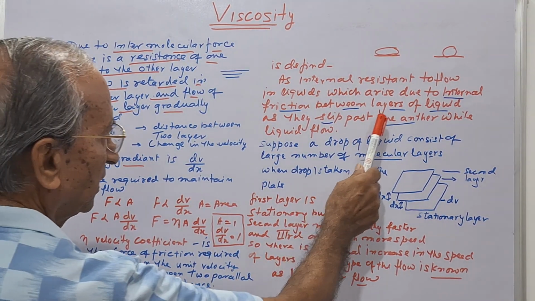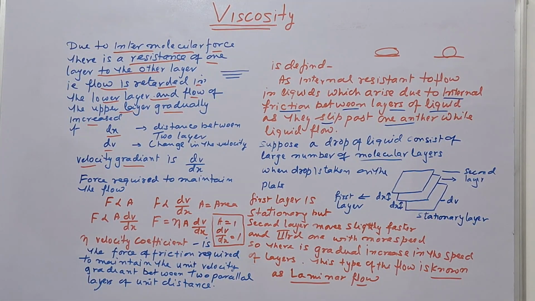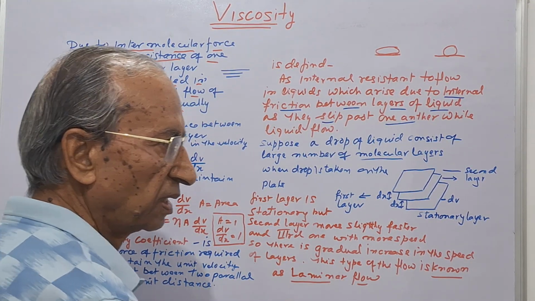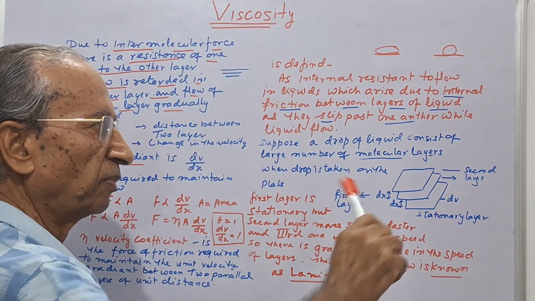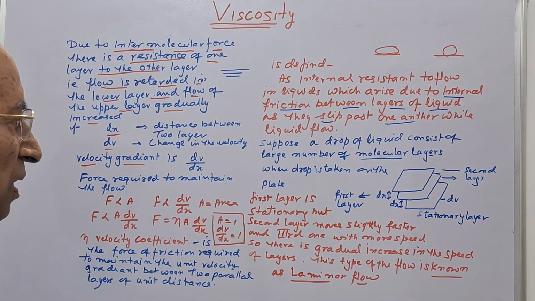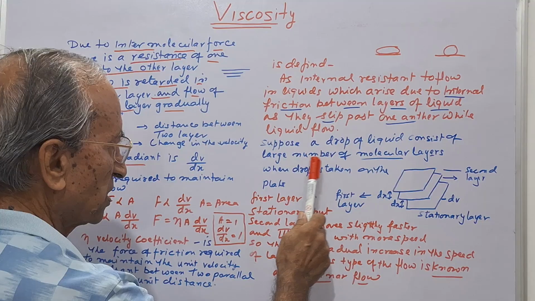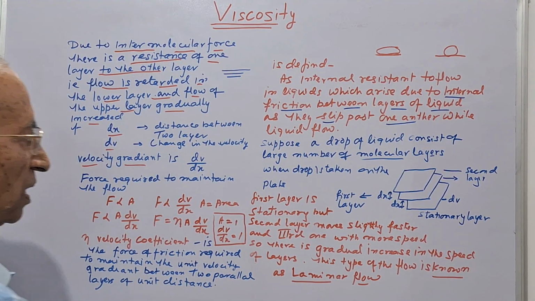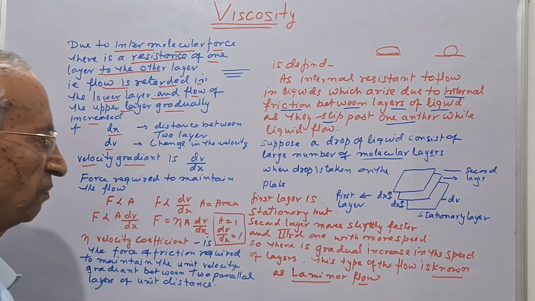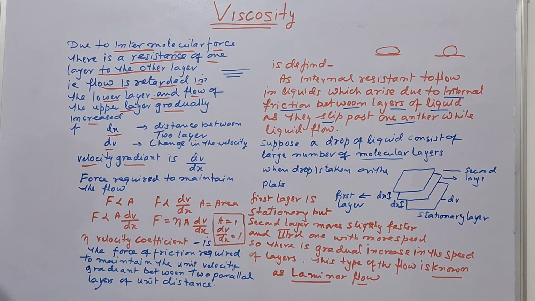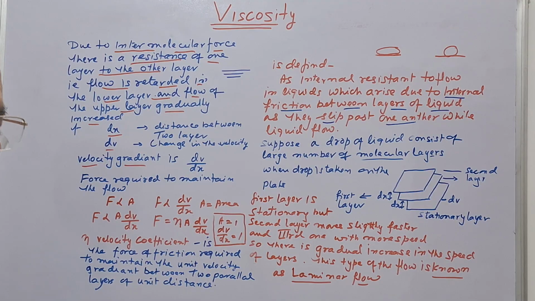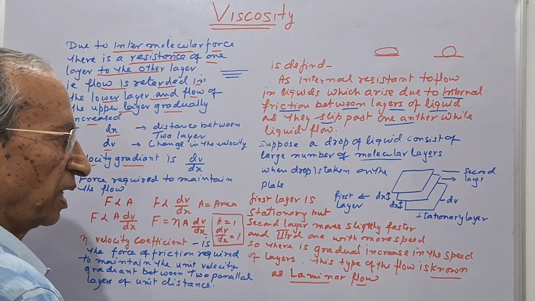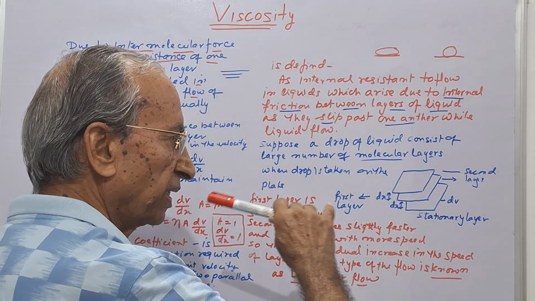But what do you mean by the layers of the liquid? It means a liquid has layers which are one above the other. Suppose a drop of liquid consists of a large number of molecular layers. When a drop is taken on the plate, due to the intermolecular force of attraction, the water molecules come close to each other and form layers, that is, the molecular layers.